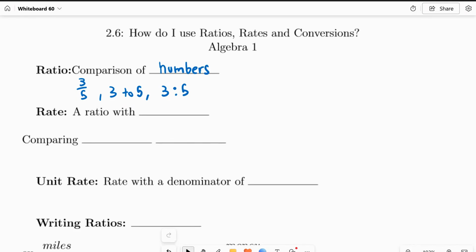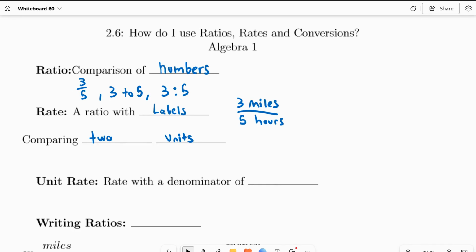The next thing is a rate. A rate is just a ratio with labels. If we use our ratio 3/5, we could write 3 miles per 5 hours. That would be a rate. With a rate, we are comparing two different units. For my example, I compared miles to hours, which would be my two units that make up my rate.